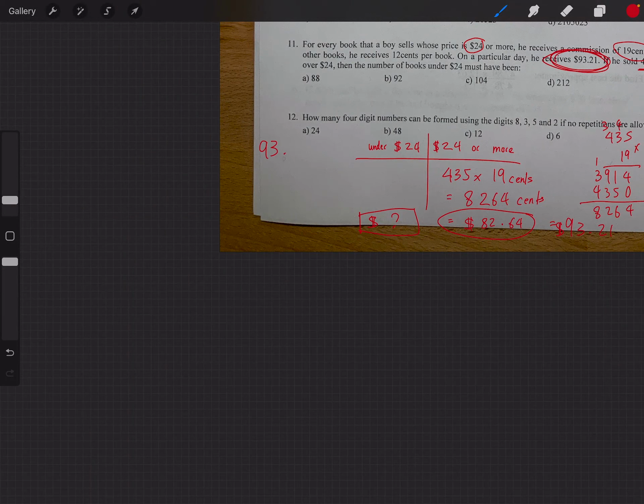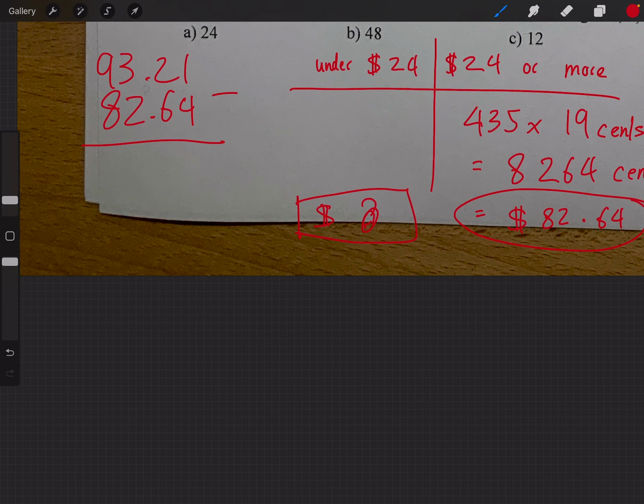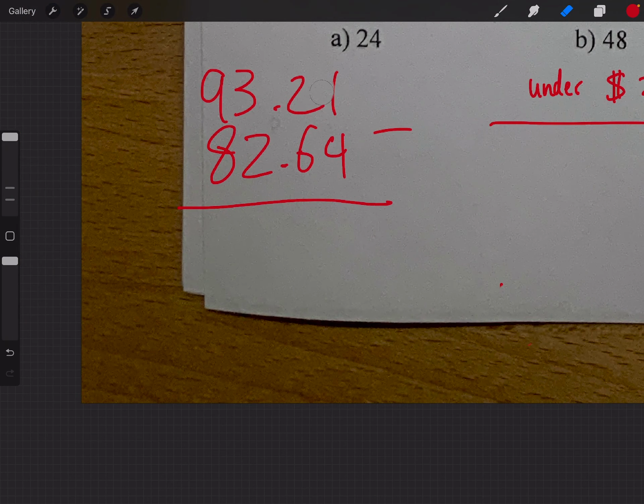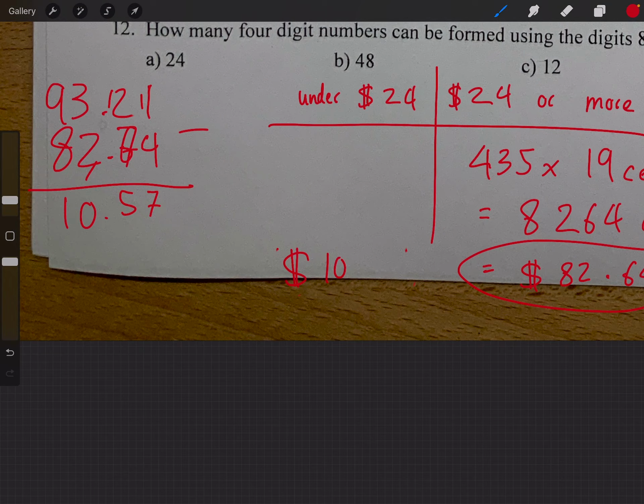So what's this number here? Well, let's do a subtraction. We take 93.21 subtract 82.64 and we get how much money he made for under $24. Let's have a look. 11 take away 4 is 7. 12 take away 7 will be a 5. This will be a 3, 0, and 1. So for under $24, he made a total of $10.57.